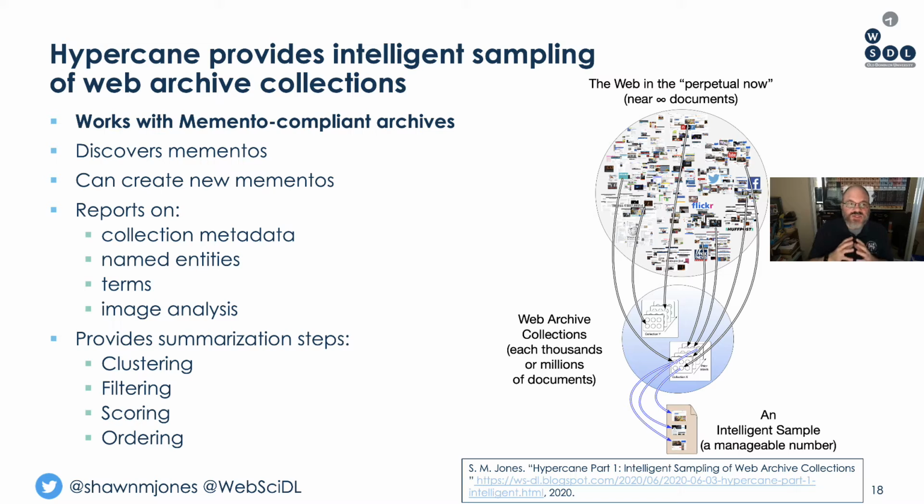Hypercane provides intelligent sampling of web archive collections. It works with memento-compliant archives to discover mementos, and in some cases, it can even create new mementos if you need it to. And it provides reports on collection metadata, named entities, terms, and image analysis. And it's also able to provide different steps of summarization, and this is what we're going to look at today. Things like clustering, filtering, scoring, and ordering. And I discussed this in a little bit more detail in our introductory video, so please, if you haven't watched that, go ahead and look at that.